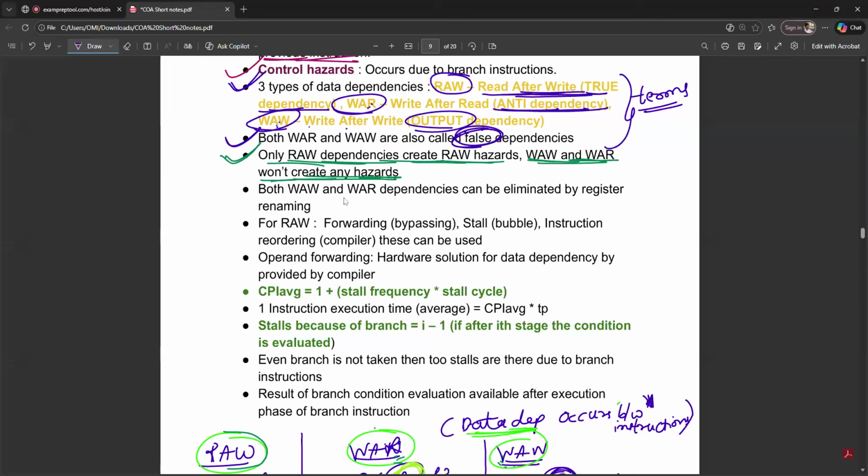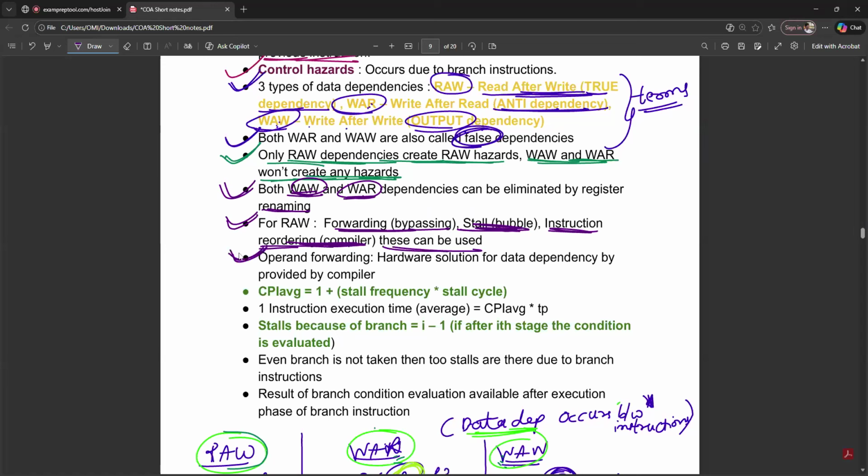Okay. So both WAW and WAR dependencies can be eliminated by register renaming. If you rename it, both these dependencies can be eliminated. For RAW dependencies, these are the techniques which can be used: bypassing, stall, which is also called a bubble, and instruction reordering, which the compiler does.